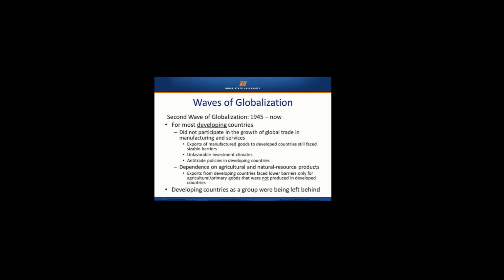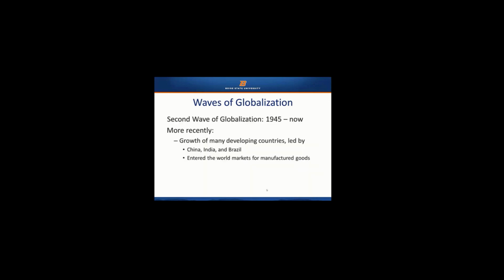So in a developing country, they're producing agricultural products or products that are produced from natural resources. They're trying to export those things to us. Those are exactly the kinds of things where we try to protect our domestic producers. So the developing countries, for the most part, do not benefit from globalization as much as the developed countries.